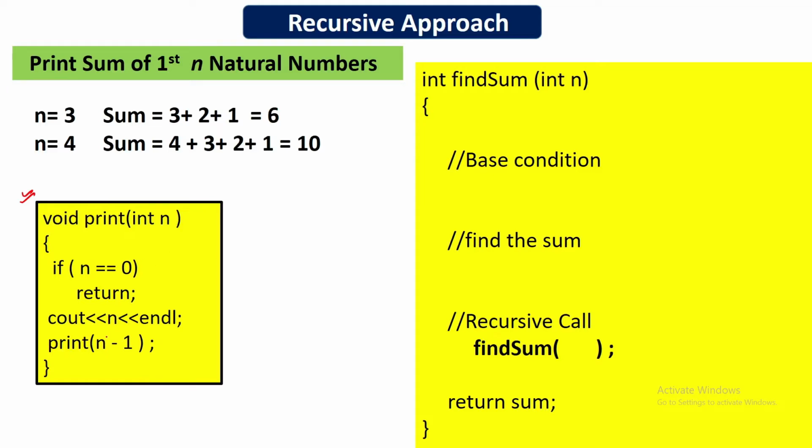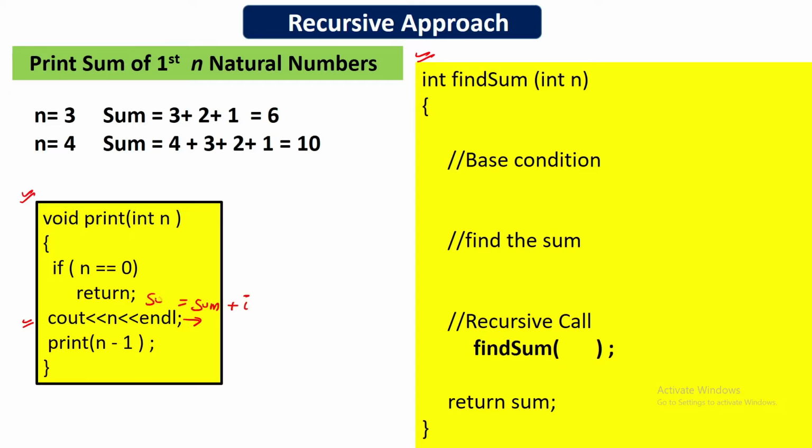And accordingly we are printing 3, 2, 1. So what I will do in our recursive approach for finding the sum of the first n natural numbers is make changes here. As we have seen in the iterative code, we were generating the number and then adding it inside the sum variable. That means we were adding the i inside the sum.